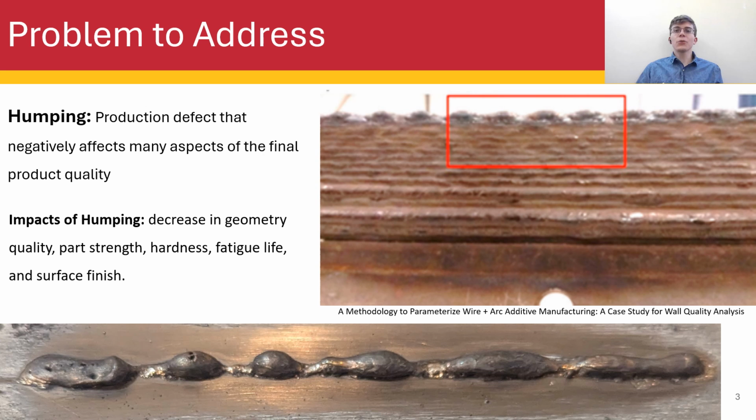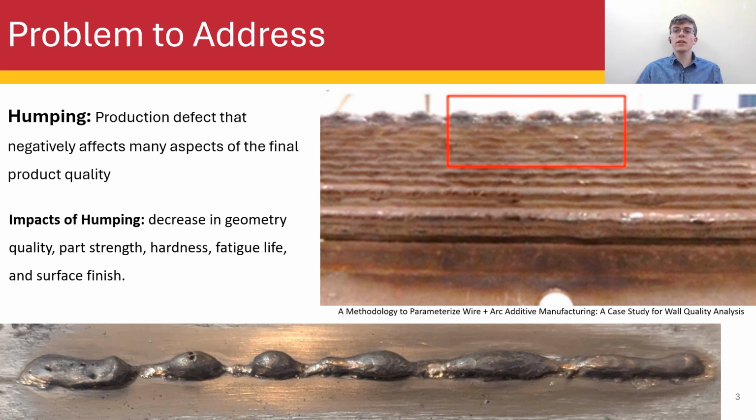A critical issue in the WAM production process is humping, a common defect that significantly impacts the quality of the final product. An example of a case of humping can be seen within the top right picture, and a more extreme case within a single track can be seen within the bottom picture.